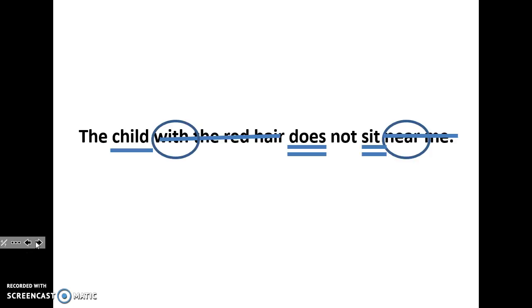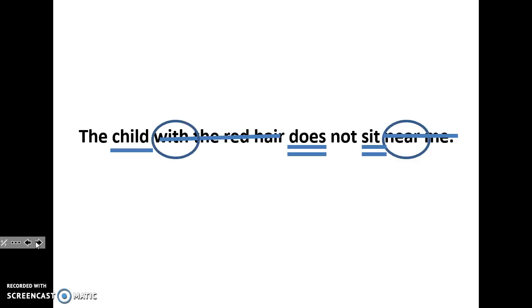Sit is the main verb in the sentence. You can't remove it without changing the meaning of the sentence. Does is our helping verb. Remember our list and our Jingle Bell song? It's very seasonal right now. Does is the helping verb.